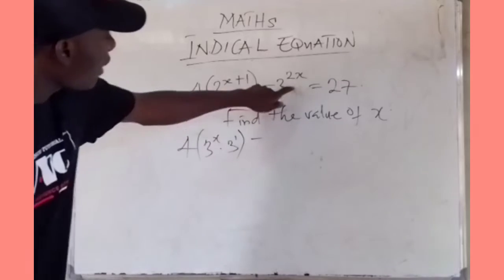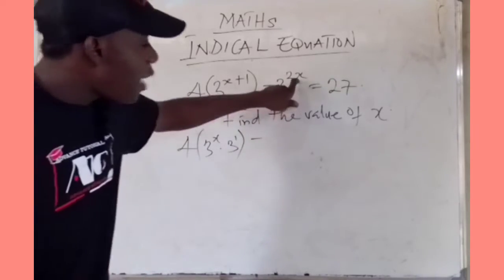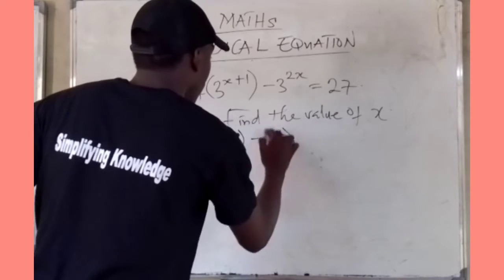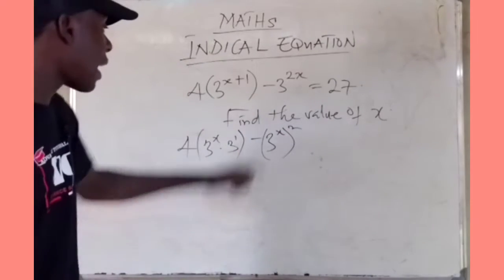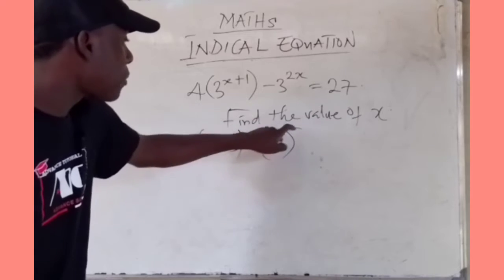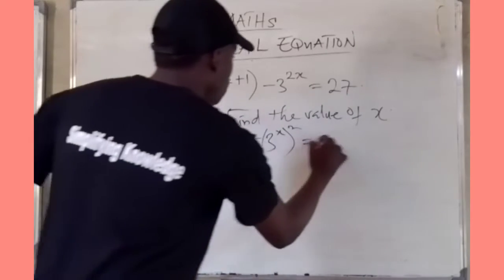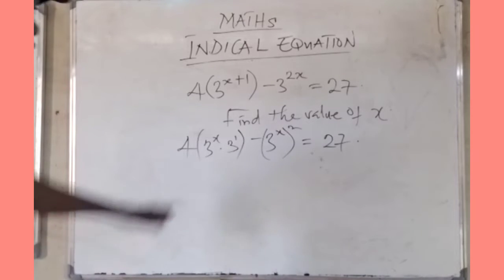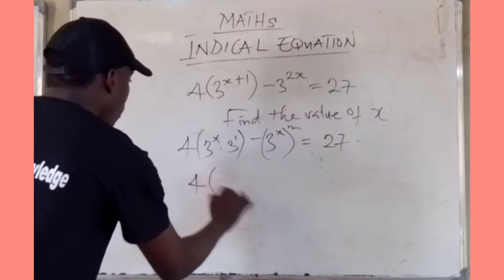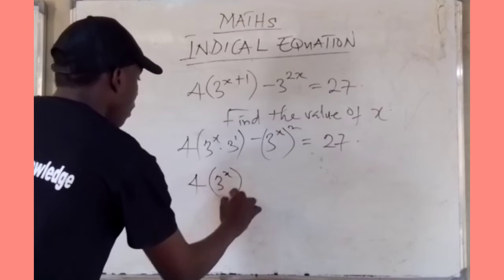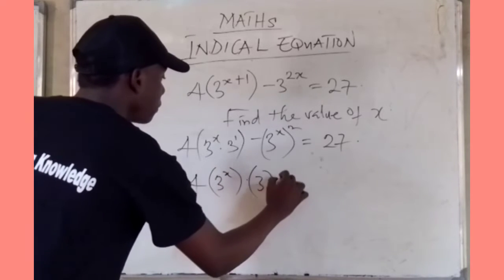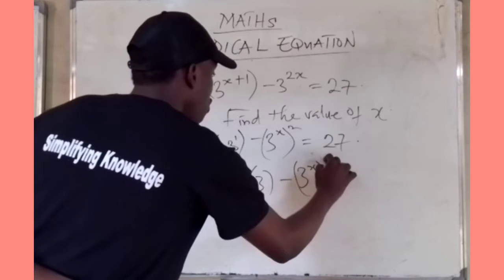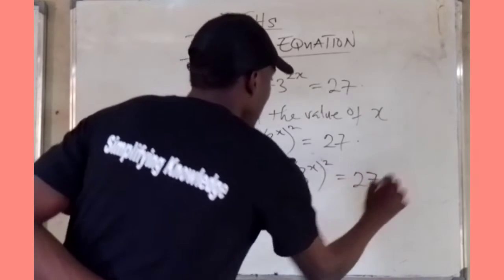Minus, now look at this, 3 raised to the power of 2x. You can agree with me that if I write 3 raised to the power of x, squared, it is the same thing, isn't it? Because I can multiply the powers. x times 2 is 2x, equals 27. I'm simplifying it, right? Now for me, I can write 4 open brackets 3 raised to the power of x multiplied by 3, minus 3 raised to the power of x all squared, equals 27, isn't it?